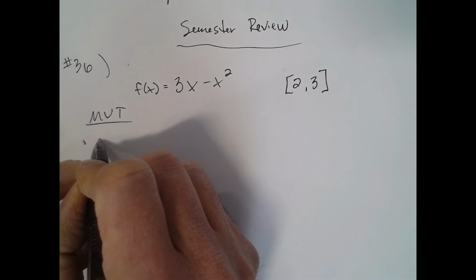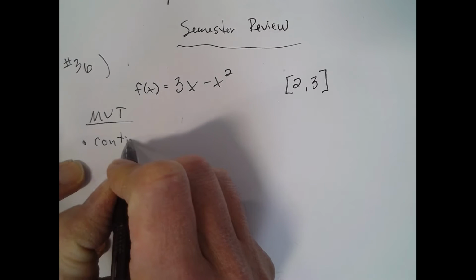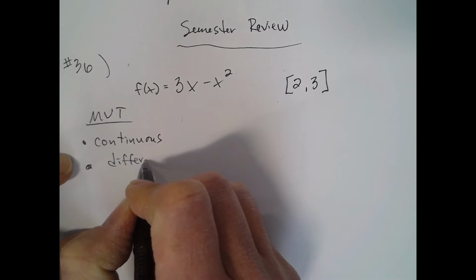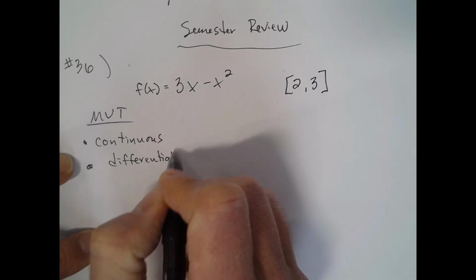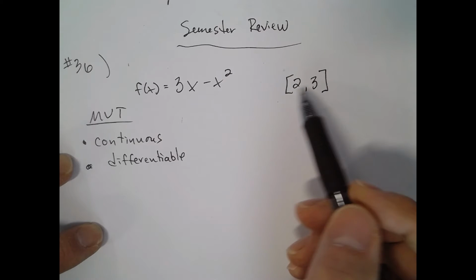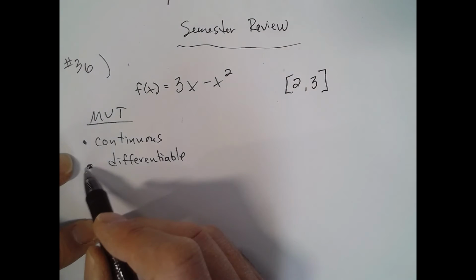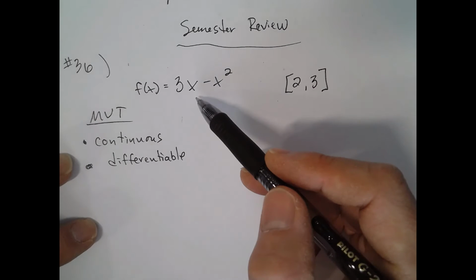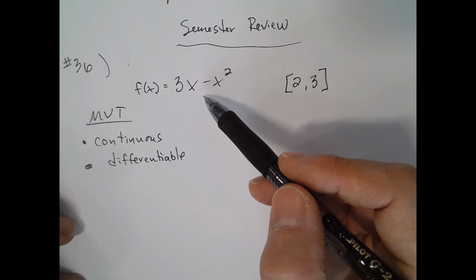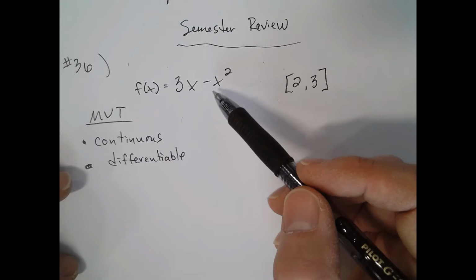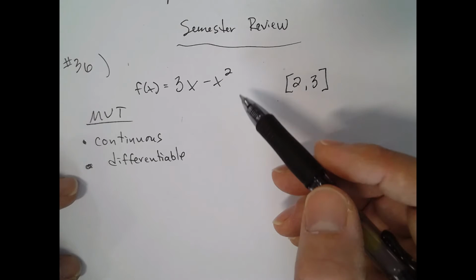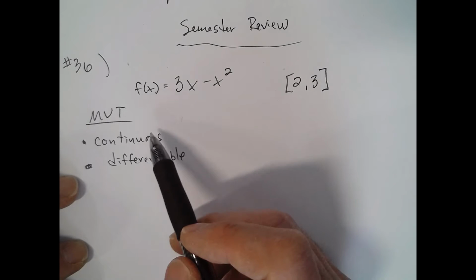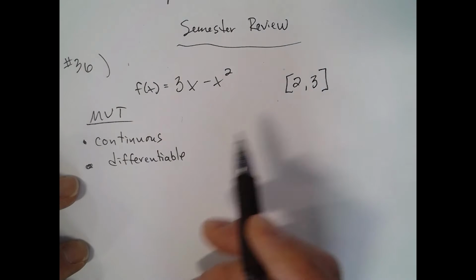The function has to be continuous, and it has to be differentiable for all interior points. So between 2 and 3, not including 2 and 3, it has to be differentiable for all points between 2 and 3. Well, f of x is a polynomial, and all polynomials are differentiable and continuous. So we're good. We know it's going to meet the criteria for the mean value theorem.